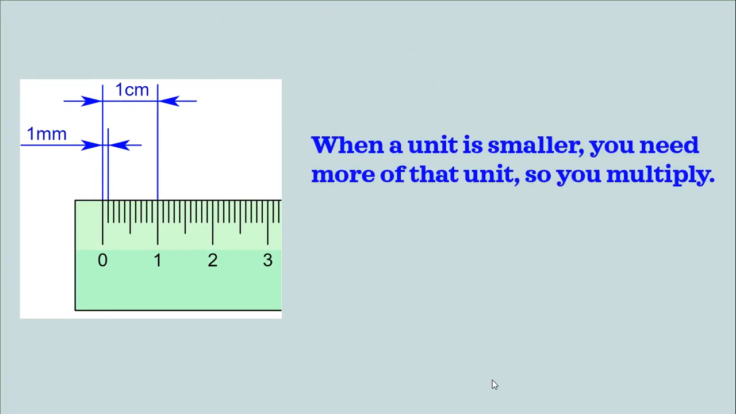When a unit is smaller, you need more of that unit, so you multiply. Notice here, we have 1 millimeter, which is really small, and we're comparing it to 1 centimeter, which goes from the 0 to the 1. If you counted each of these, you could see that we would need 10 of these very small millimeters to make up 1 centimeter. We need more millimeters because it's a smaller unit.